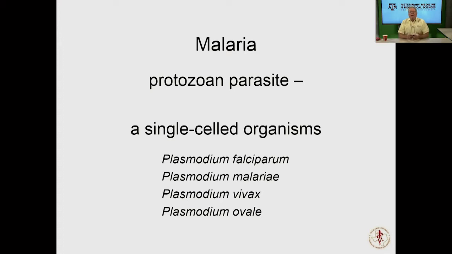And there are the 4 plasmodiums that we talked about. So protozoan is the name of the parasite. It's a single-celled organism. Plasmodium is the genus. It's the Latin name of the malaria organism that infects animals.